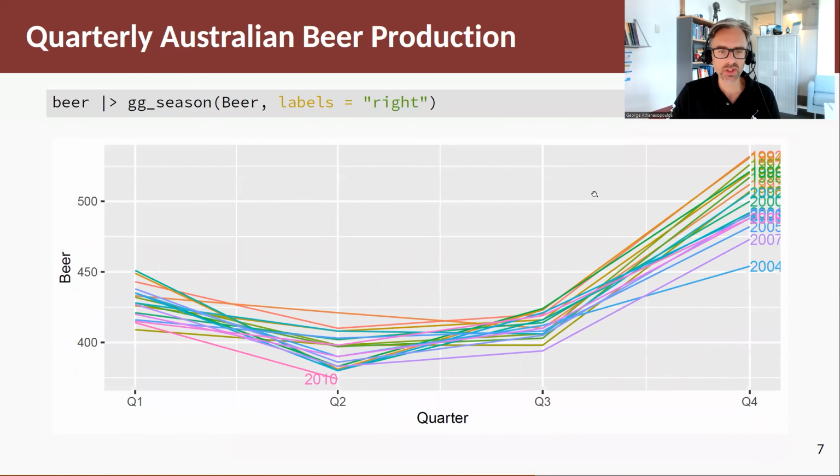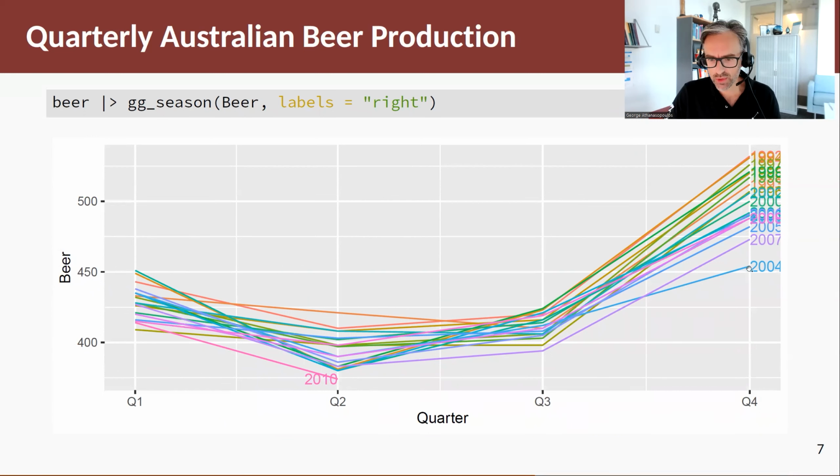Okay, let's move on to the seasonal plot and see if we can observe anything useful here. Well, clearly now we can see when the spike happens. Clearly the spike happens in Q4. Q2 is lower than Q1. Q3 is a little bit higher. So Q2 in Australia is the winter quarter, so production in the winter quarter is low. And as we're getting into the summer quarter, production increases so we can be ready for summer.